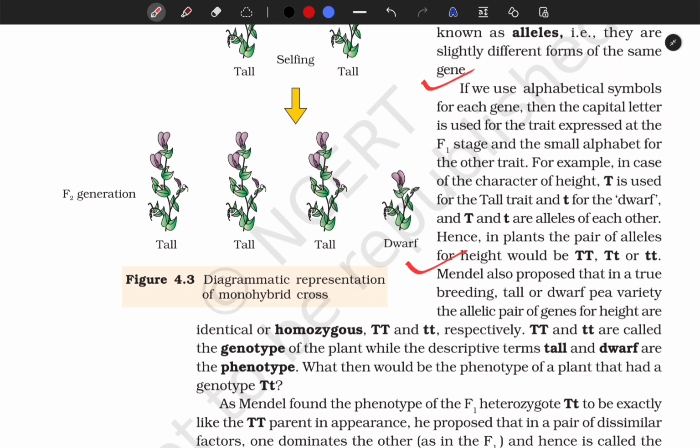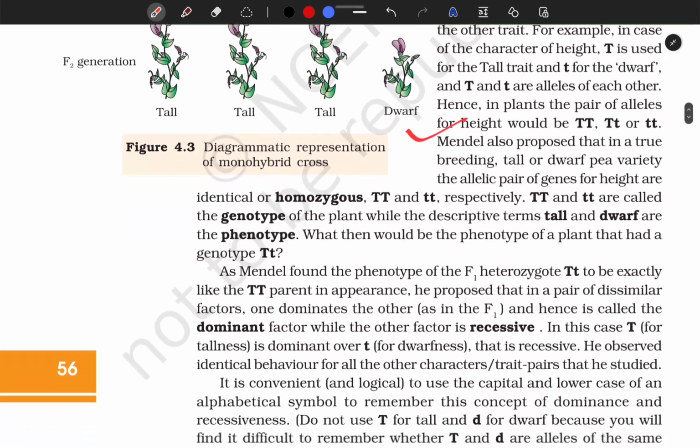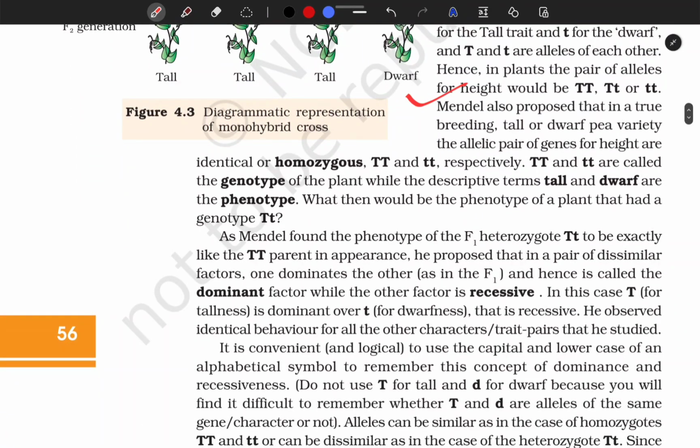Mendel also proposed that in a true breeding tall or dwarf P variety, the allele pairs of genes for height are identical, or homozygous: capital T capital T and small t small t respectively. Capital T and small t are called the genotype of the plant, while the descriptive terms tall and dwarf are the phenotype. What then would be the phenotype of a plant that had the genotype capital T small t?